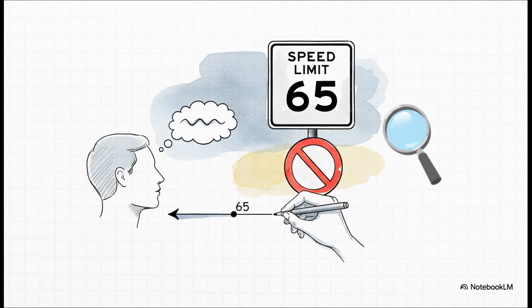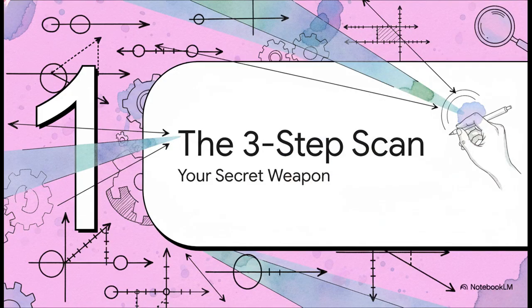See, your brain immediately translates that sign into an inequality. It knows your speed can be 65, or it can be anything less than 65, but it absolutely cannot be more. You already know how to do this. All we're going to do today is just put some official math rules to what you already get. So, how do we make sure we get this right every single time?